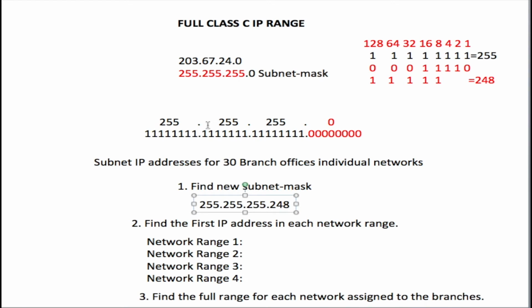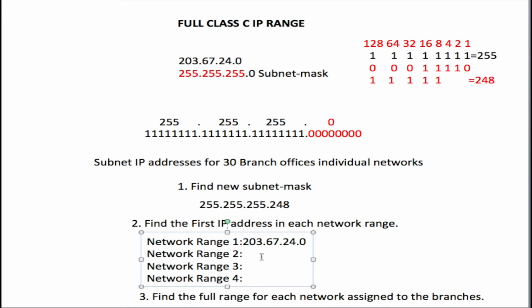Well, we already know what the first IP address is, and it's this one, 203.67.24.0. So I'll put that in here right now, okay? 203.67.24.0. So that's the first IP address in the first range. So this would be like the first branch office, the first IP address within that range, okay? We still have to find out what the fuller range is, but first we're going to work out all the first IP addresses for the ranges.